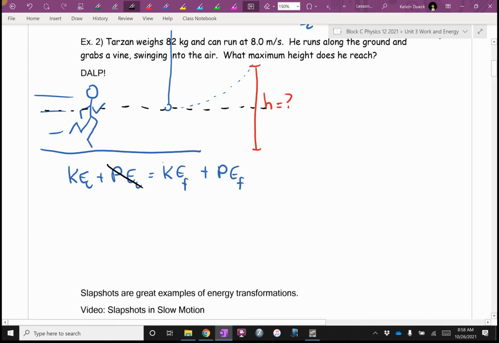Yeah, if we're talking maximum height, you have to imagine him slowing down, briefly coming to a stop. So we're going to have this: a half m v initial squared equals m g h final. Oh! Liz, what else do you notice?